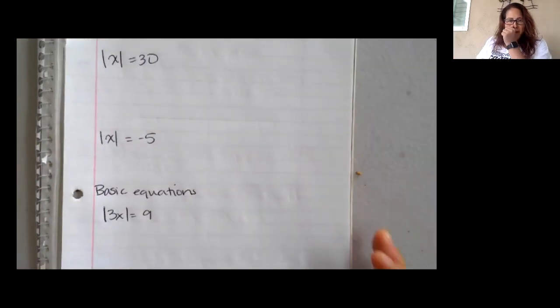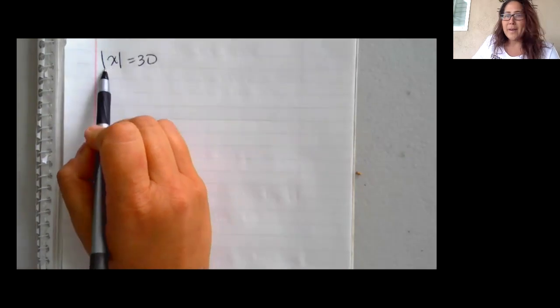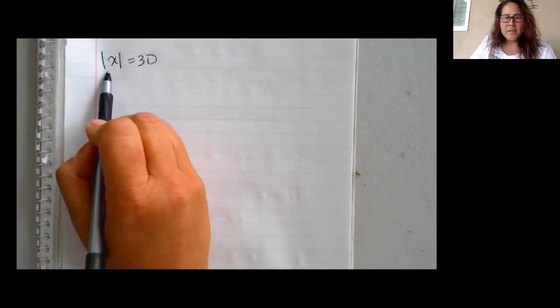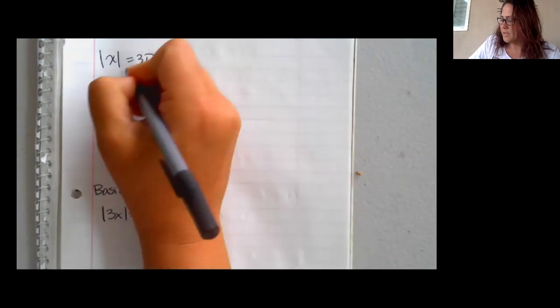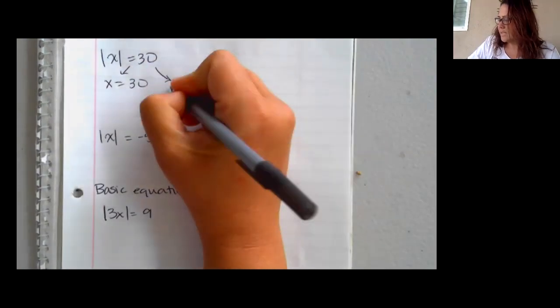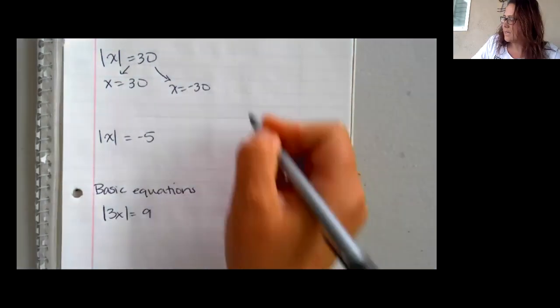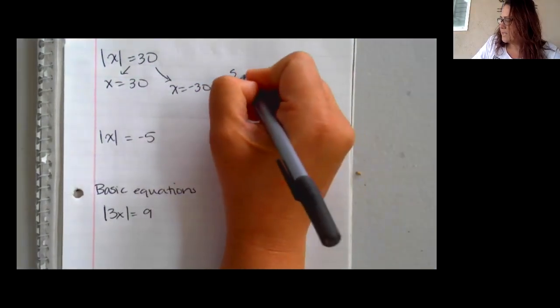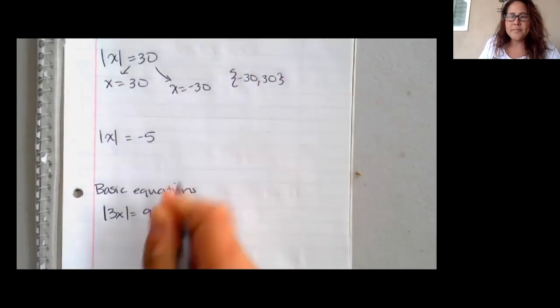Okay. The absolute value of x equals 30. The absolute value is by itself, so I can switch it to my two equations. My first equation is going to be x equals 30. My second equation is x equals -30. Very basic, and I'm good to go. My solutions are -30 and 30.